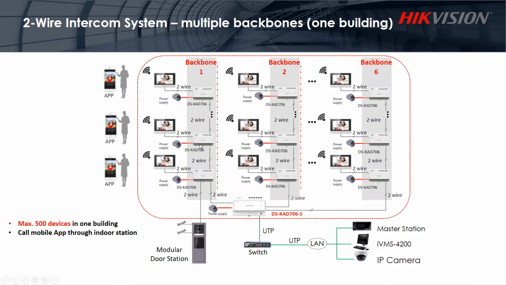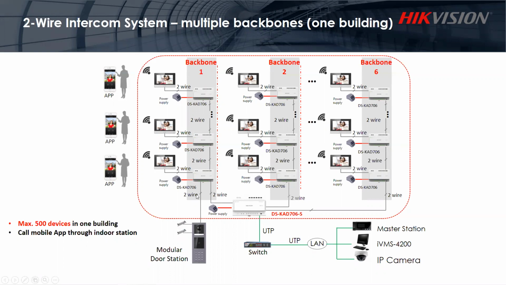What we have here, we have a couple of backbones. This is a multi-apartment or a huge building, and this is the worst case scenario as well. We cannot run actually a network cable. Let's assume that we cannot run a network cable. Hence why we have backbone 1 up to, let's say, backbone 6.